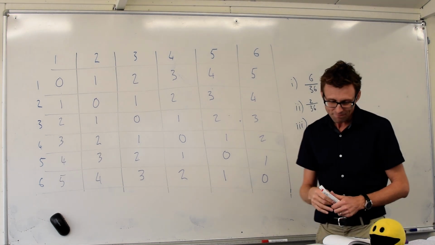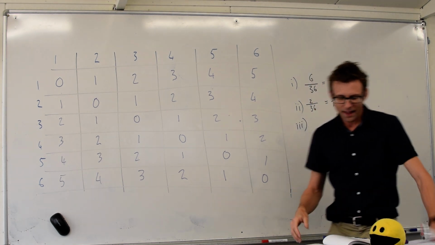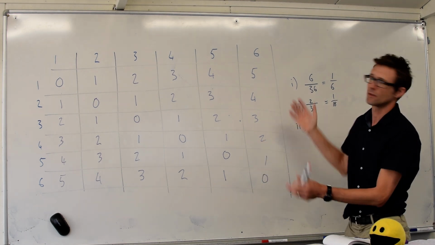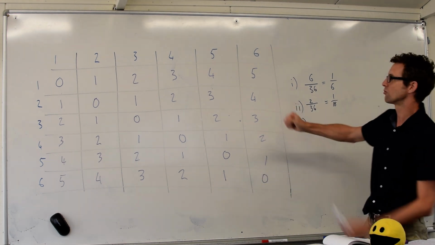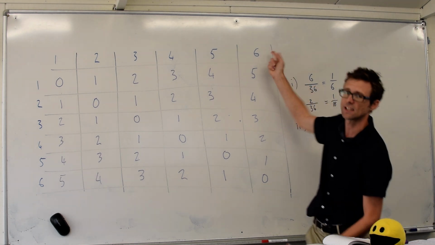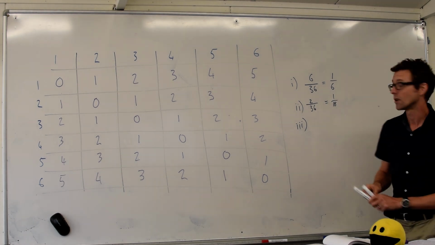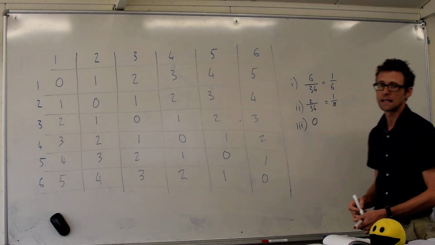Part iii, 6. Well, how can the difference be 6? Obviously there's no way that you can have a difference of 6 in this scenario, because the greatest possible distance you can have is when you get a 6 with one dice and a 1 with the other. So the probability of this is going to be 0/36, or simply 0.